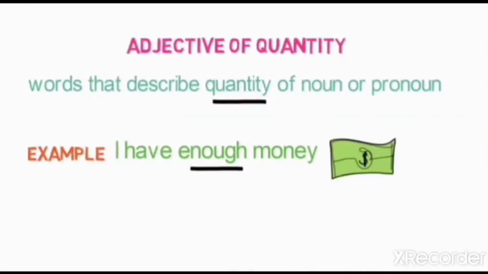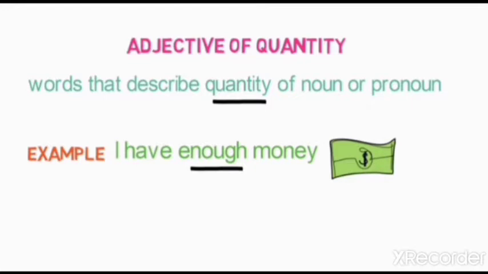Adjective of quantity. They are the words that describe the quantity of nouns or pronouns. Please note down the word quantity. Example, I have enough money. Here enough describes the money I have. Questions are generally answered with how much in the sentence.